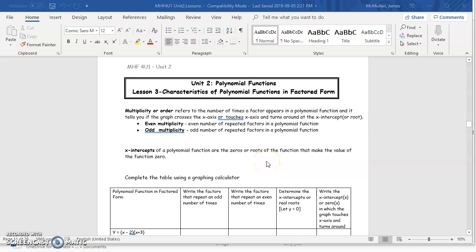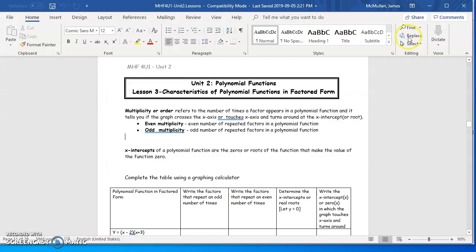Hi, so today we're working on Unit 2, Lesson 3, where we're talking about polynomials in factored forms. We're going to take a lot of those things we learned yesterday, those different relationships about end behavior and about increasing intervals and turning points and so on, and look more specifically at functions and how they are related to their equations.